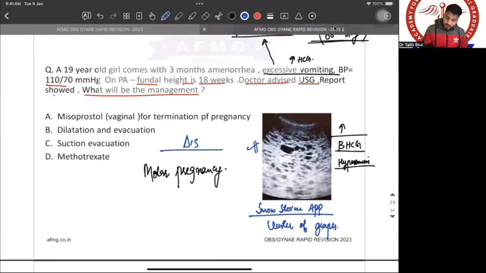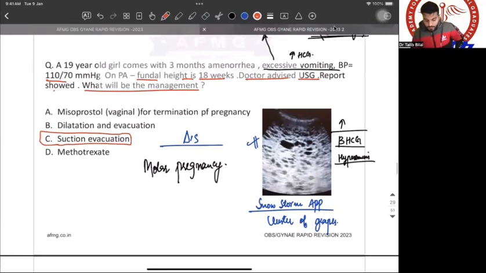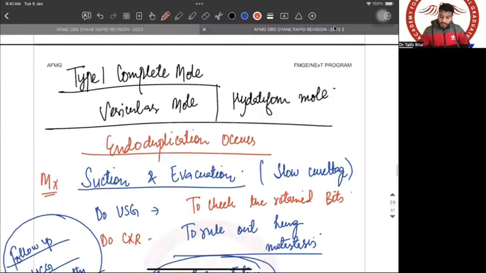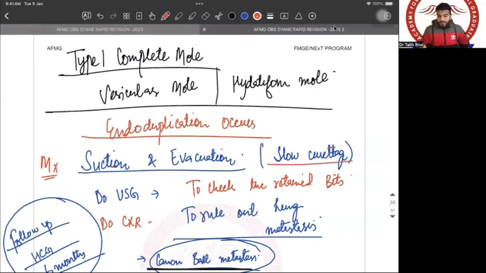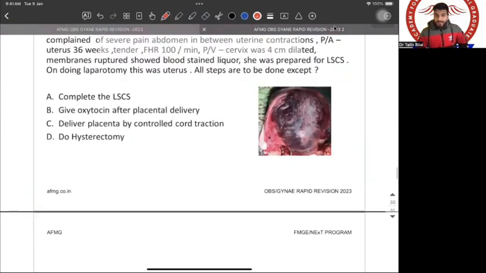All the questions I'm discussing in the one question. Okay, guys, suction and evacuation will be the management for the molar pregnancy. Clear, guys? I hope it's clear. Now let's move to the next question, guys. And due to this slow curettage, always remember the curettage has a complication of Asherman syndrome.